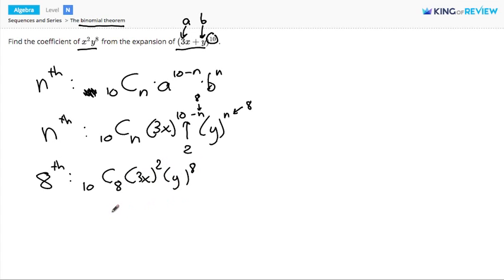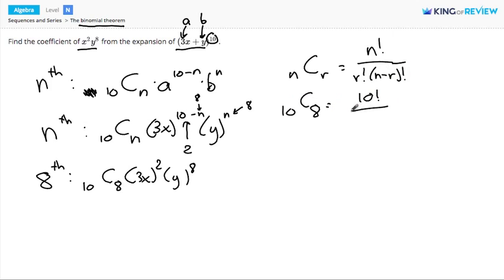We need to do 10 choose 8 first. If you're trying to do combinations, here's the formula for combinations. If you do n choose r, that's n factorial over r factorial times (n minus r) factorial. So if we want 10 choose 8, that's equal to 10 factorial over 8 factorial times (10 minus 8) factorial.